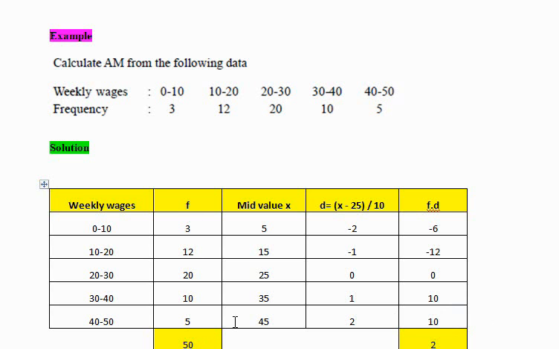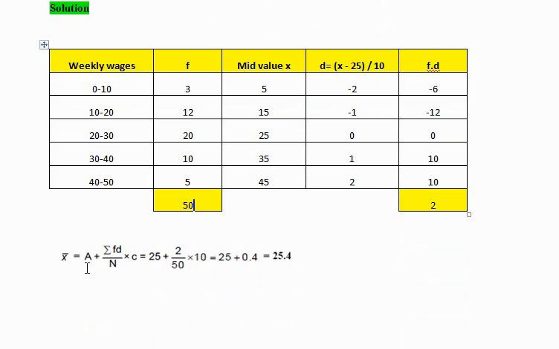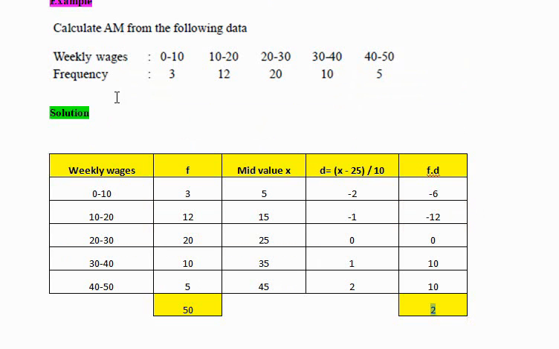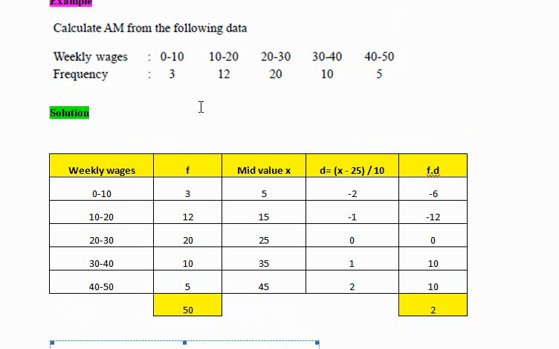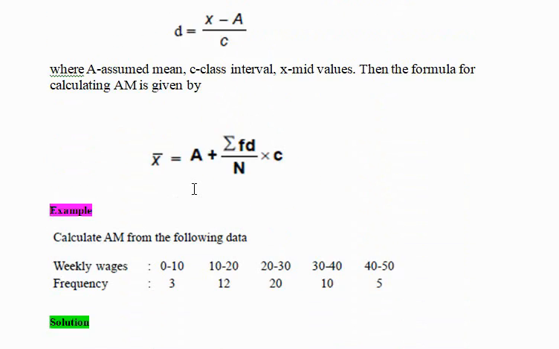Now directly apply it to the formula, x bar equal to a plus sigma fd divided by n times c. Here a is taken as 25, sigma fd we got as 2, so 2 by 50 times 10 is 0.4, so 25 plus 0.4 is 25.4. That is the value of the arithmetic mean, that is, the average weekly wage is 25.4. So that is about this method, the shortcut method.